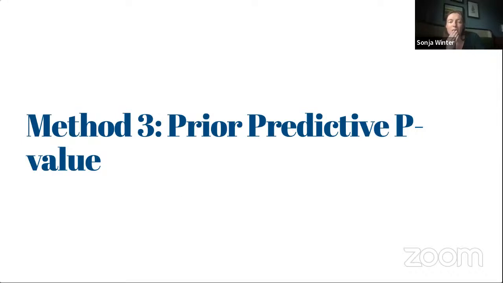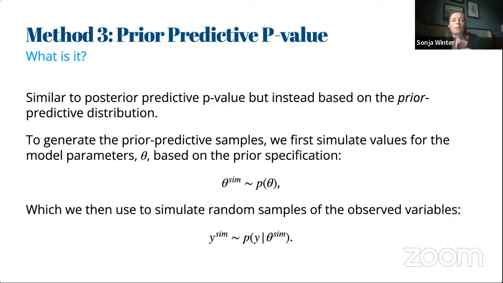Moving on to our prior predictive p-value method. This method maybe also sounds a little bit familiar, but more in terms of posterior predictive p-values, which we can use to look at the predictive performance of our model. But the prior predictive p-value is based on the prior predictive distribution.